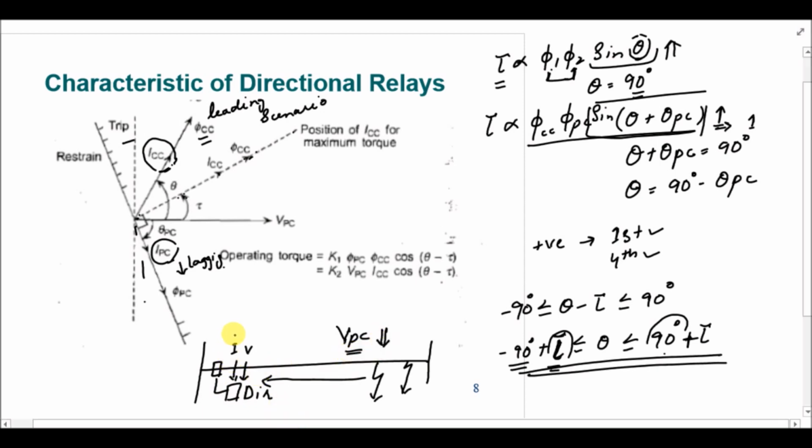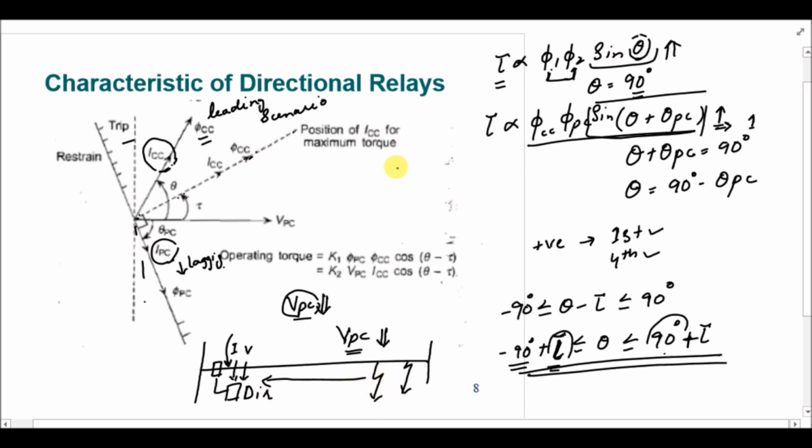and very close to the relay point, or the point where the relay is attached to the system, the VPC value that you are getting from the potential transformer will be so small that it will not be able to help in the decision making. So this value will be very small. If you are not able to make the decision based on this VPC, then we should use some other polarizing quantity that is not affected by the fault occurrence.